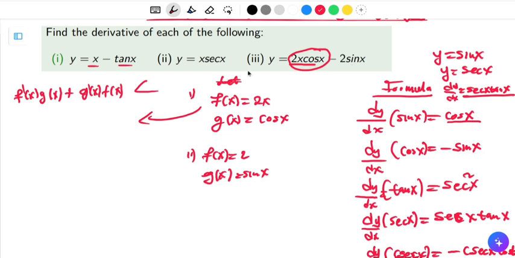Even for the second part, we are going to do the same. This is for the first part; for the second part, we are going to do the same thing. We need to find what f prime is, then multiply with the original g function, plus g prime multiplied with the original function of f. Then see what we are going to have.